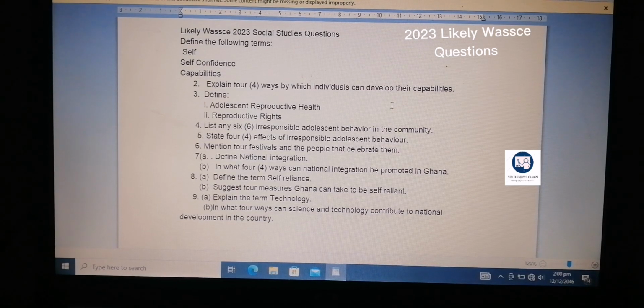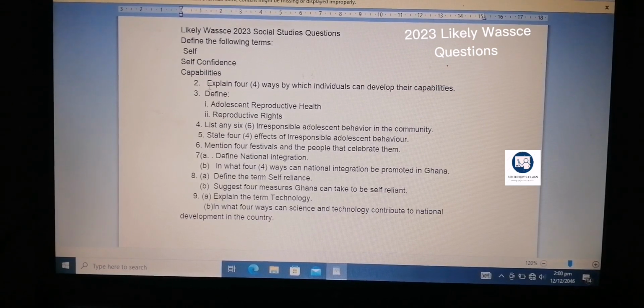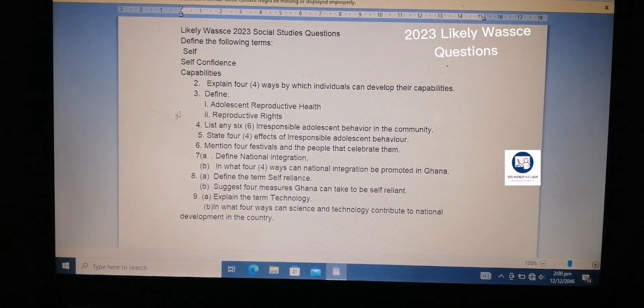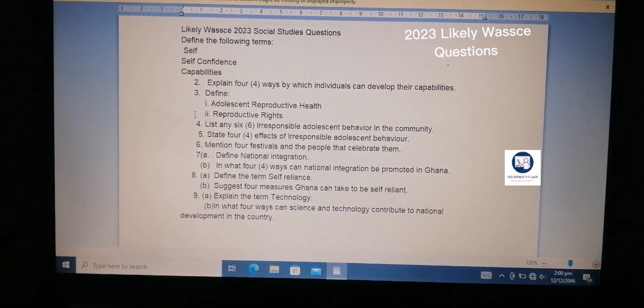Okay. So the next one says we should define adolescent reproductive health. So what is adolescent reproductive health? It is the state of complete physical, mental, and social well-being in all matters relating to the reproductive system and to its functions and processes. Or someone also says adolescent reproductive health refers to the knowledge an individual has about himself or herself relating to his or her reproductive system and how it works.